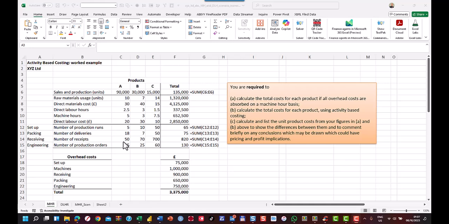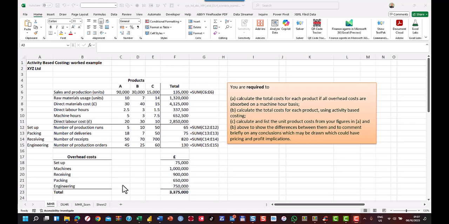And as with any activity-based costing exercise, the real focal point of the whole thing is here, the overheads. So we've conveniently, or by design, found the setup cost pool, £75,000, machine overhead cost pool, £1 million, and so on. As you can see, 3,375,000 is the total overheads. And this exercise does these two things.